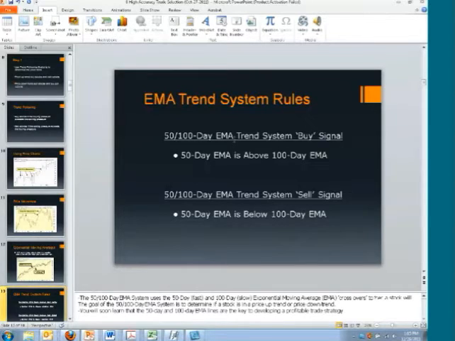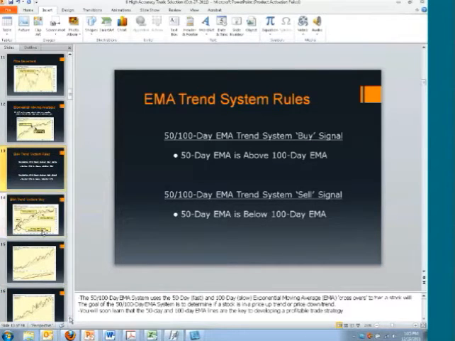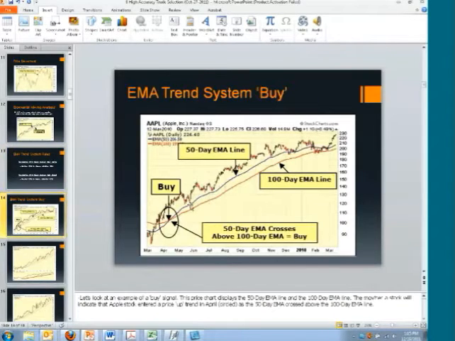And the actual system that we use is we compare the 50-day exponential moving average to the 100-day exponential moving average. And if the 50-day, which is the shorter term moving average, is above the 100-day exponential moving average, then that stock is on a buy. And if the shorter term 50-day exponential moving average is below the 100-day, then that stock is on a sell. So our basic system is to look at a price chart and just see where the 50-day EMA is in relation to the 100-day EMA.